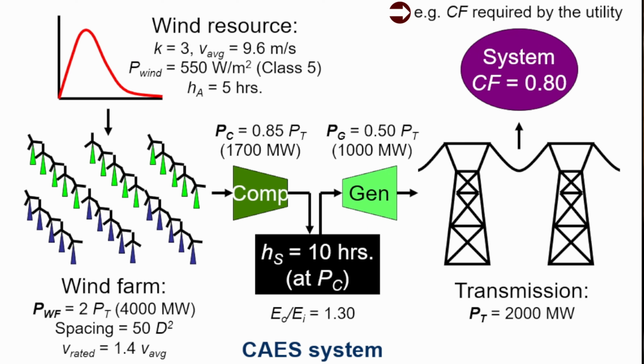Then we have the capacity factor. For example, this is required by the utility. In this case, it's 0.8, so a capacity factor of 80%. If you go to systems without storage in Germany, it's in the vicinity of 20-30%. In very good regions in Europe or the world, it's in the vicinity of 50%. So in order to reach 80%, we have to use the storage facility.